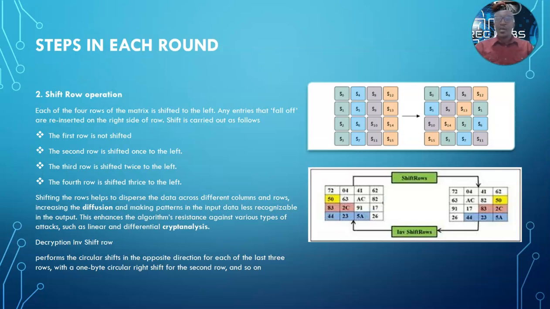It's the second operation that comes after you do the sub-byte operation. You see, in the sub-byte operation you're using an S box. Once you get that state, it is usually transformed using these conditions. In the decryption process, it is the opposite of that. Instead of shifting to the left, you shift to the right.